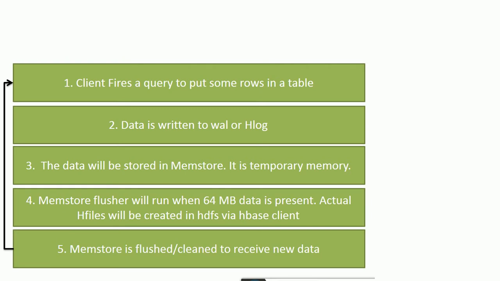So memstore is a temporary memory, which will flush once the memstore is full, in the sense that when 64 MB is there in the memstore, it will get automatically flushed. If it is not 64 MB, then what is the second option? How will it get flushed? Manually. We can manually flush it. Or if the data is more than 5 MB and you are shutting down the services, then also it will get flushed.